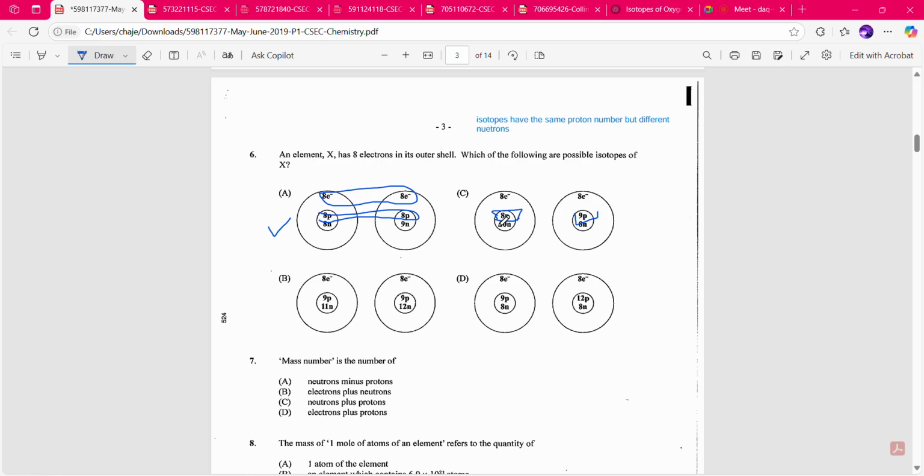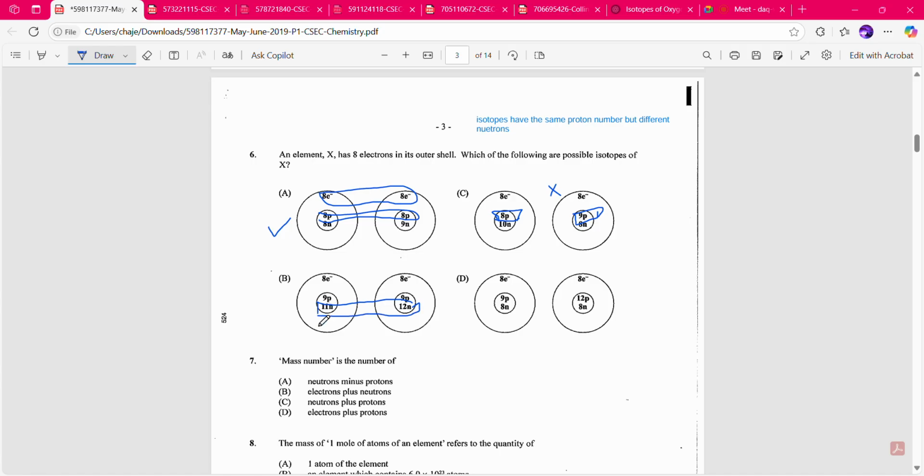Proton number tells you the atomic number because it never changes. So in this case, notice that we have two different proton numbers, which means that it's two different atoms. So these are not isotopes of each other. For this one, when we look at it, we have 9 and 9 here. We have the same proton number and different neutron number.